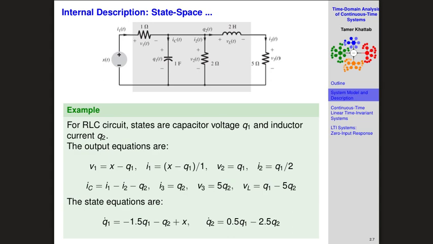Now this allows you to calculate any voltage and any current everywhere as a function of the states, right? Typically, you don't need all of this. If I'm interested in, let's say, V3, then I need only this equation. And I don't need all the others at that stage, okay?